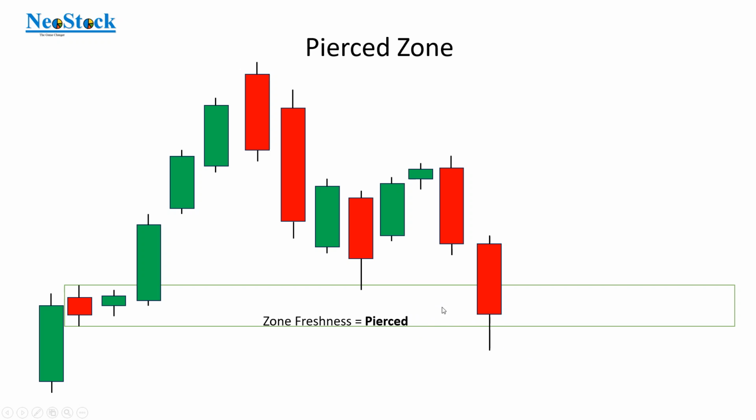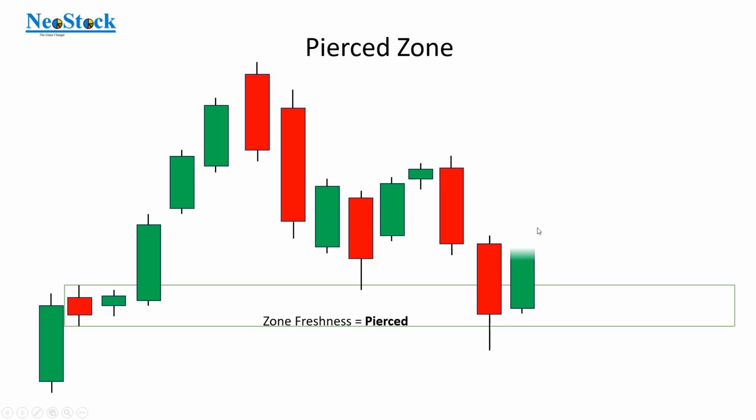That is the reason why we do not trade with the help of pierced zones. A pierced zone indicates all institutional pending orders are consumed. No more institutional pending orders in this particular zone. That is the reason why pierced zones are not tradable.